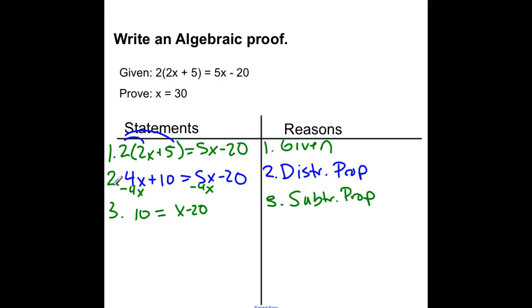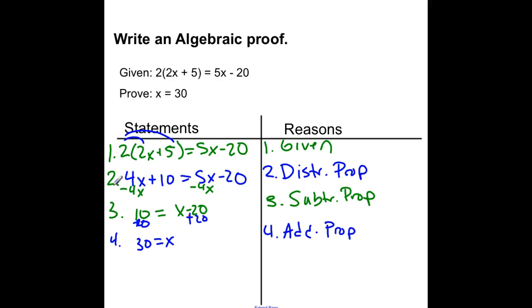I look at what I have next. I have 10 equals x minus 20. Well, I need to get rid of that negative 20. I'm going to add 20 to both sides then. And I get 30 equals x. What did I just do? I added. That's my addition property.